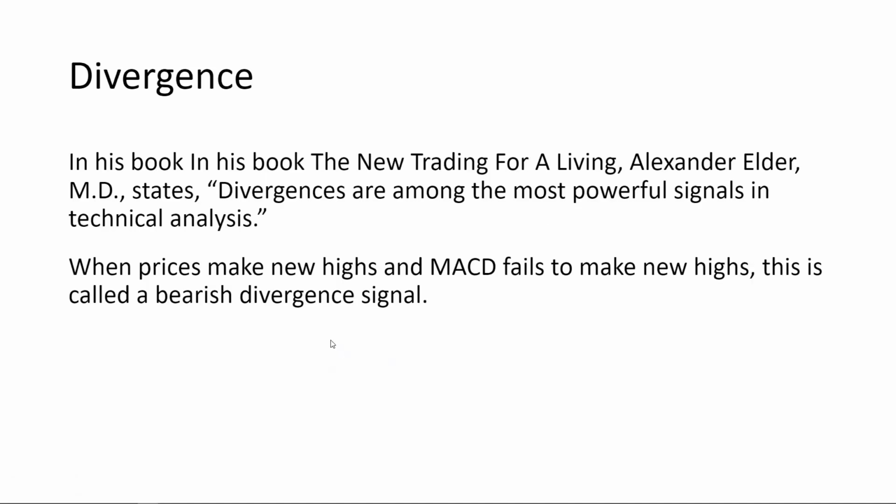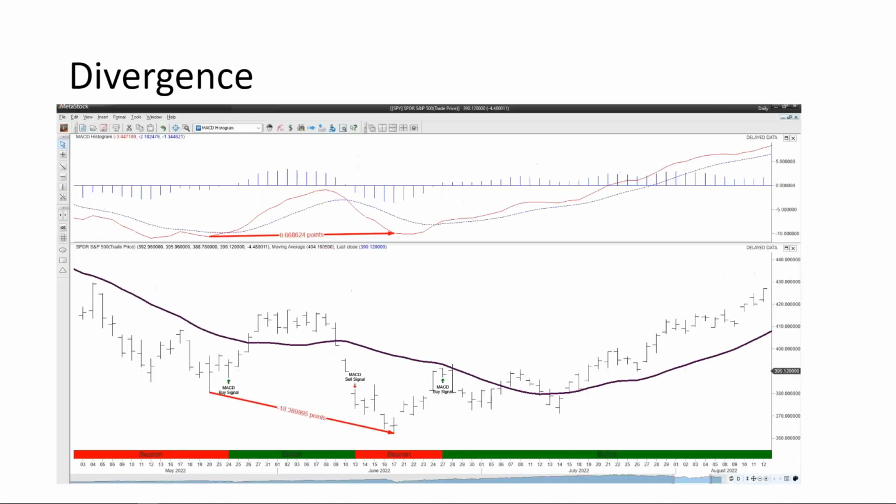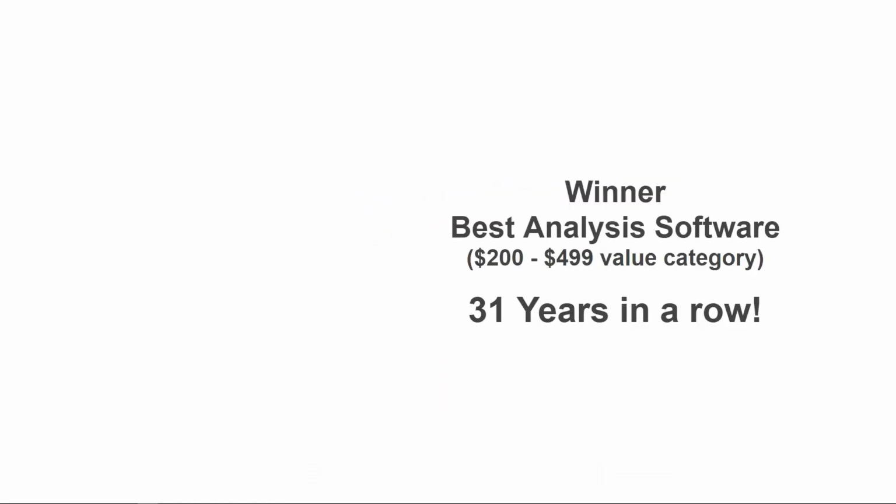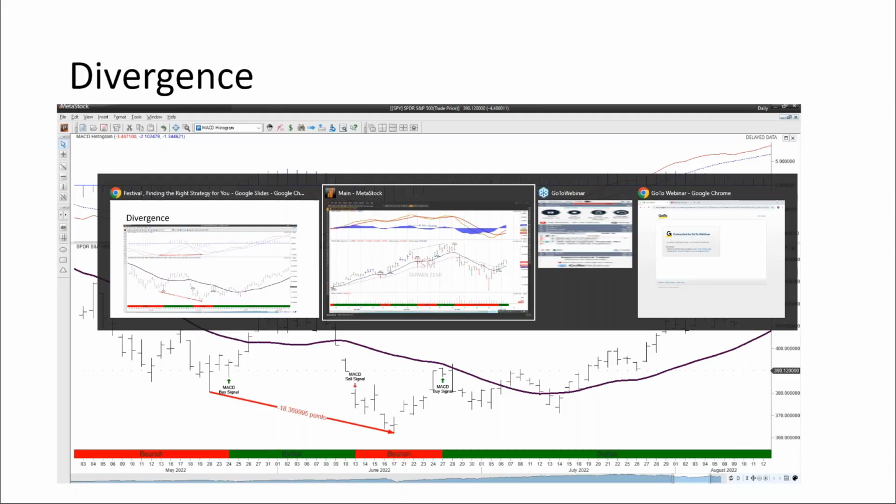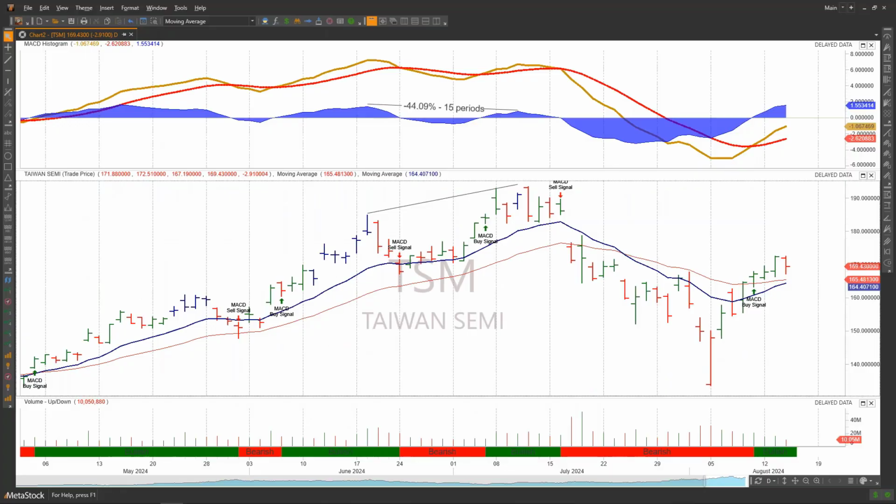So if we come in here, here we go. I actually have his exact quote here. Divergences are the most powerful signal in all of technical analysis. That's from Trading for a Living, which is where I pulled that quote from. So in any case, let's talk a little bit about what we're going to talk about. We're talking about MACD. But hopefully that is a little bit helpful for you.